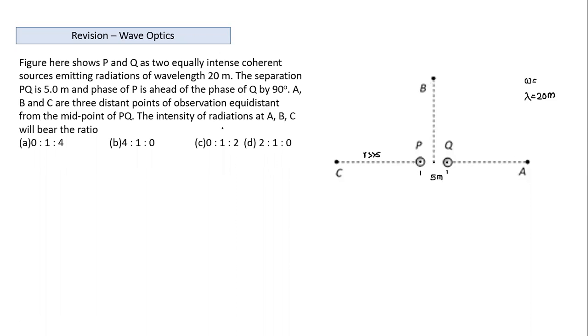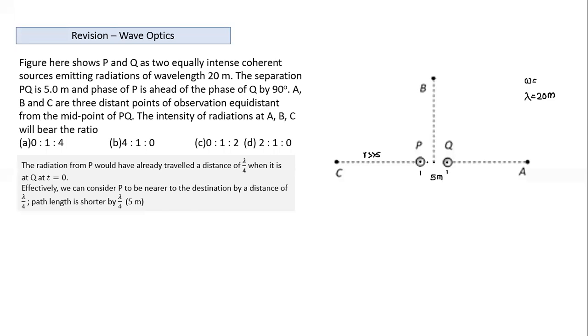So what you need to find is the intensity of radiation at points A, B, and C, and what ratio it will be in. And what would the intensity at each point be? Each of the 3 points receives radiation from two sources, and hence interference will take place. Intensity here will depend on the phase difference of the radiations reaching that point from P and Q. Okay, so let's calculate it.